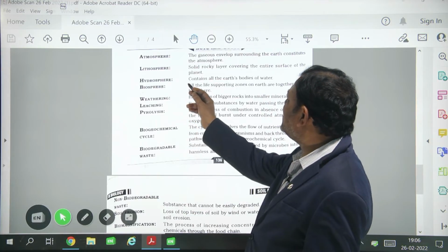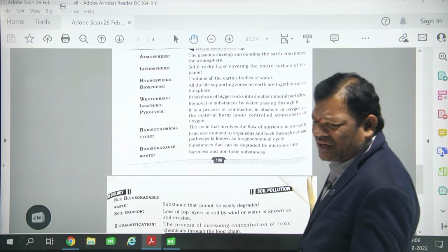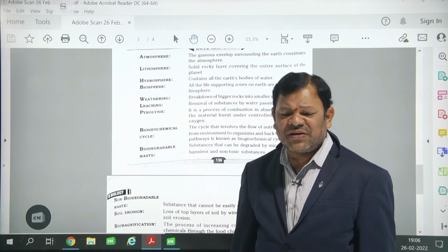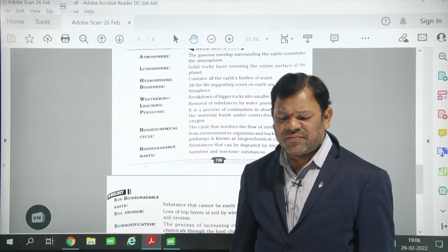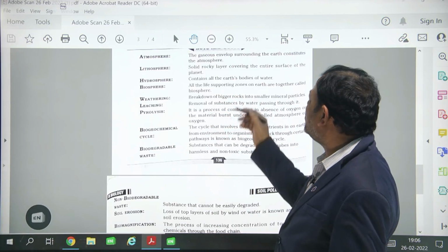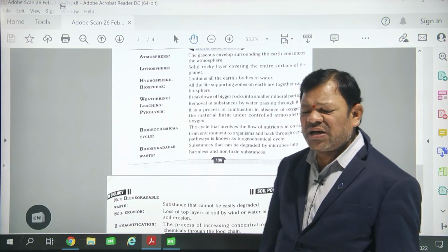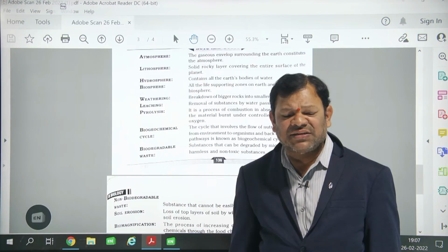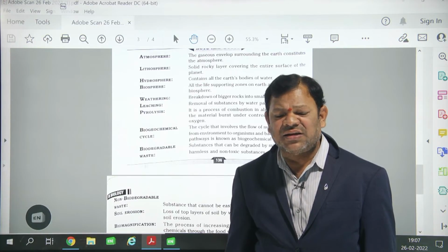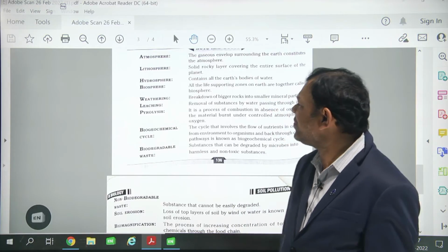Hydrosphere means it contains all the earth's bodies of water. If water bodies are present, that is called hydrosphere. Biosphere: all the life-supporting zones on the earth taken together are called the biosphere. Biosphere is nothing but living things like plants and animals. The living things present on the earth are called biosphere.